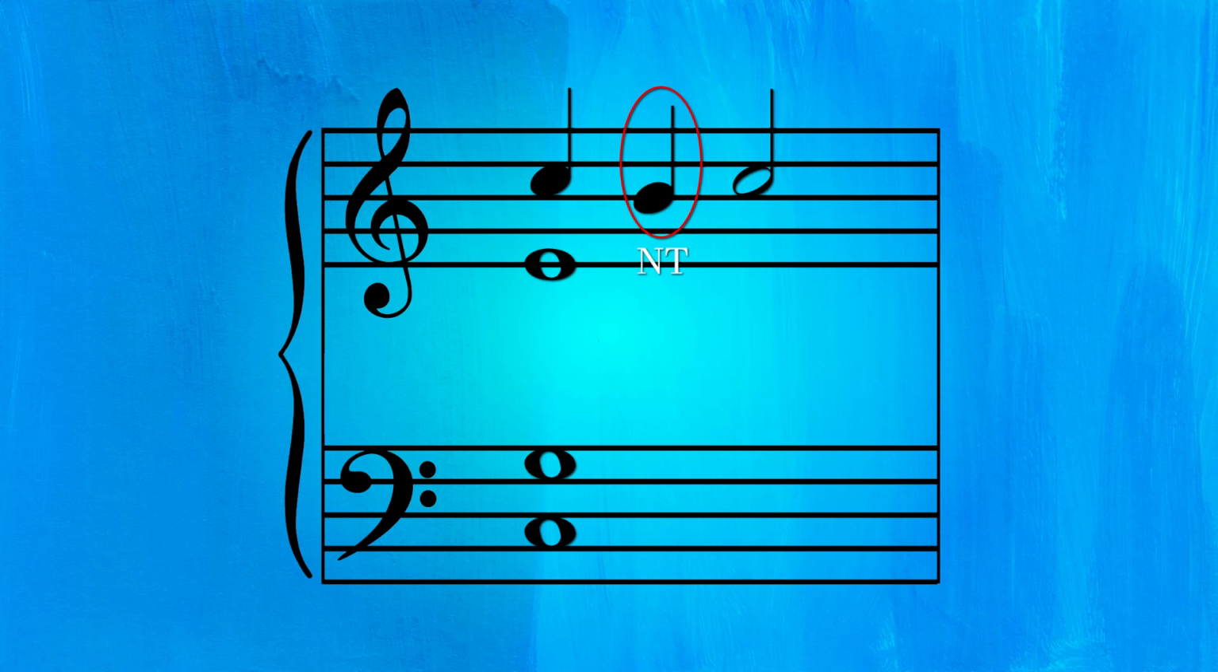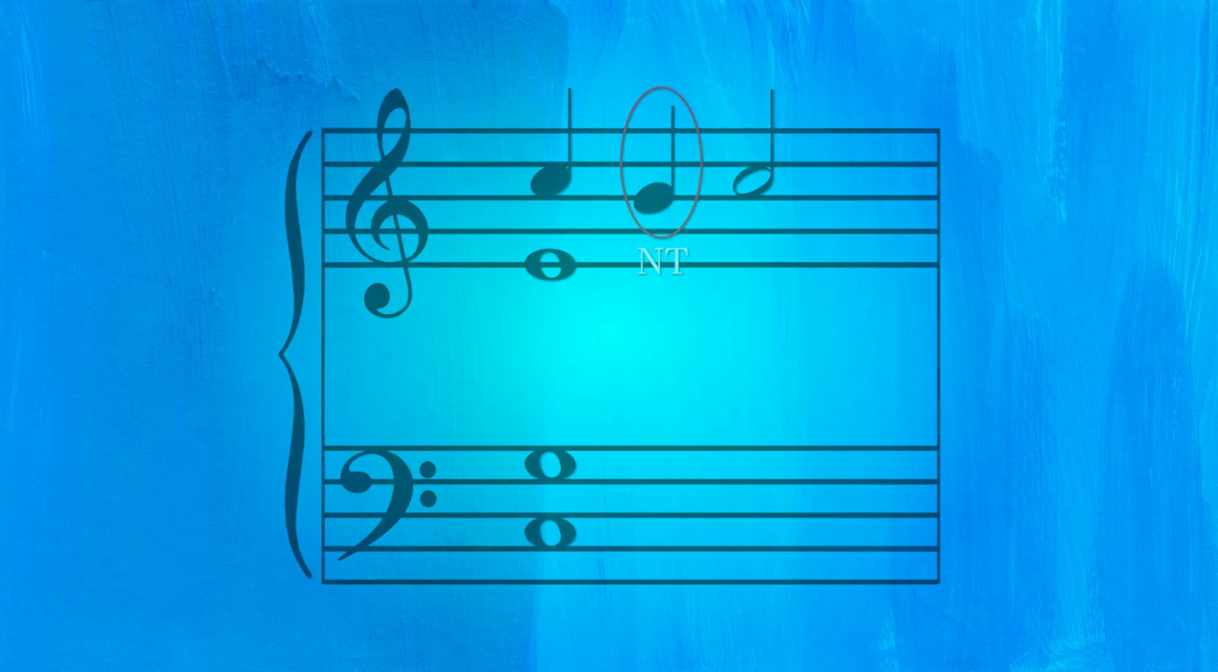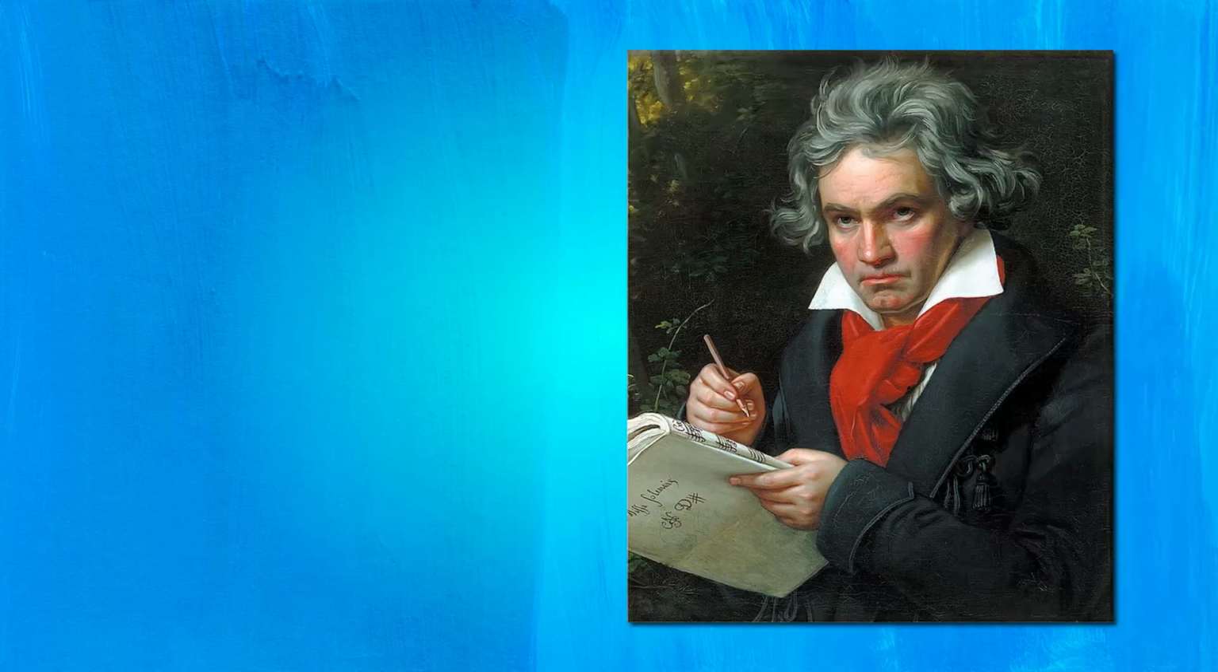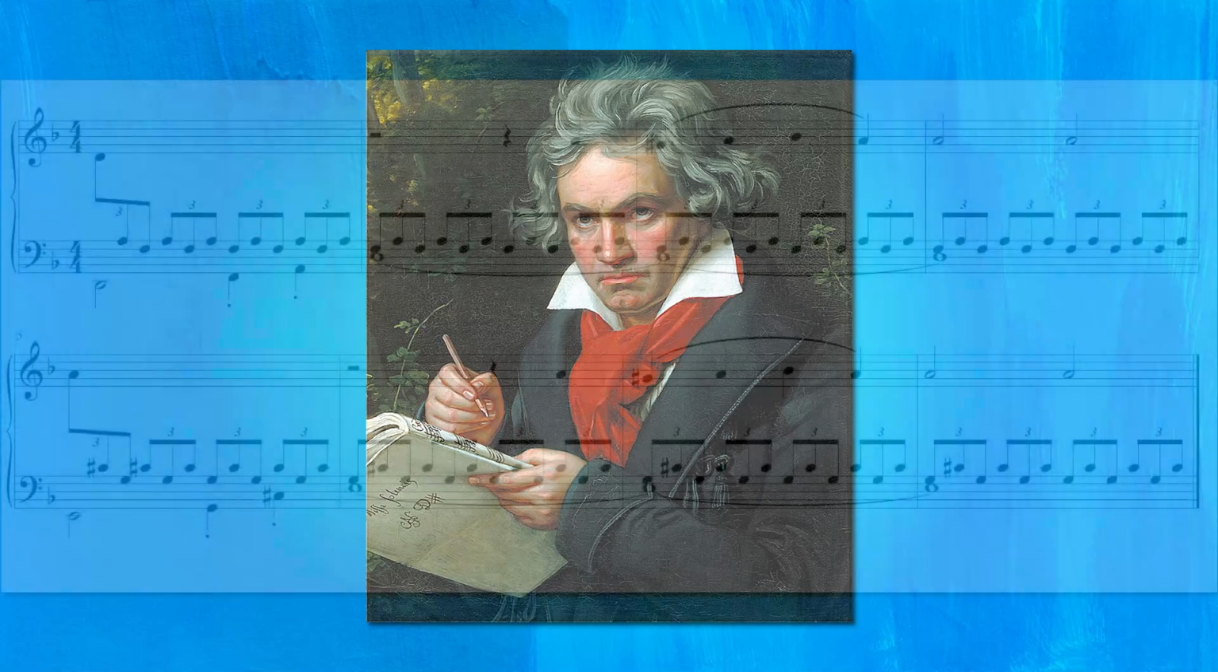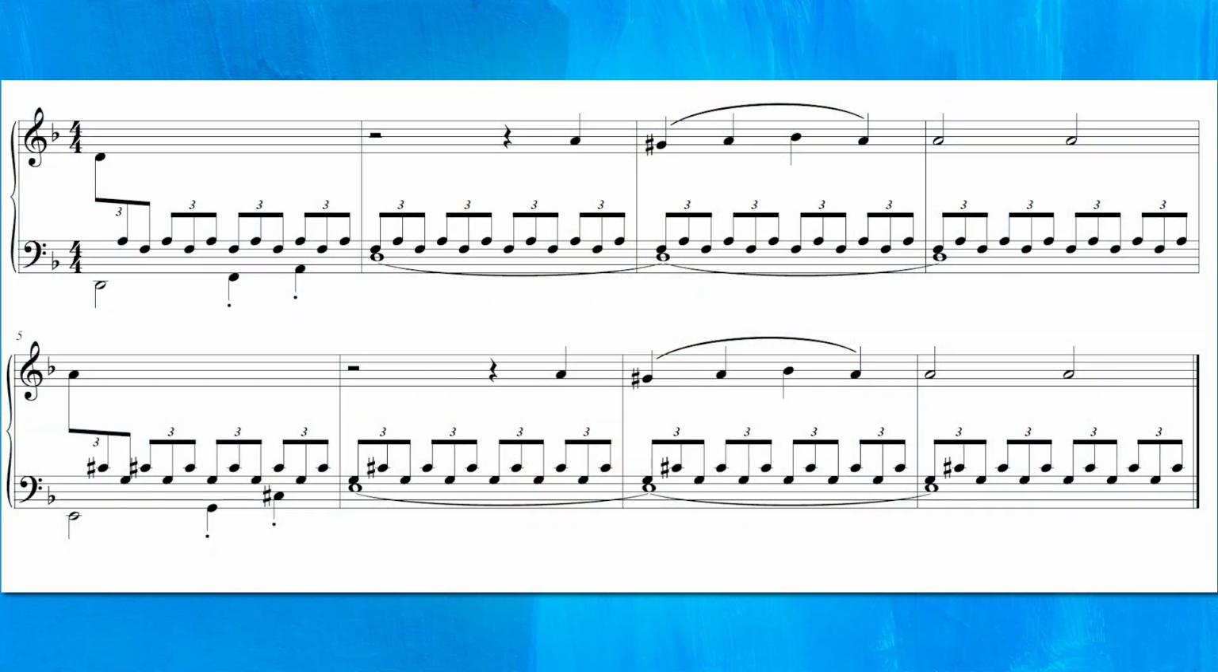A great example of a composer using neighbor tones in the melody is in Beethoven's The Tempest Piano Sonata in the first movement. The first theme begins in D minor. Notice how the melody starts on a chord tone, A, goes down to a neighbor tone, G sharp, returns back to the original note, A, goes up to B flat, another neighbor tone, and returns back to A.